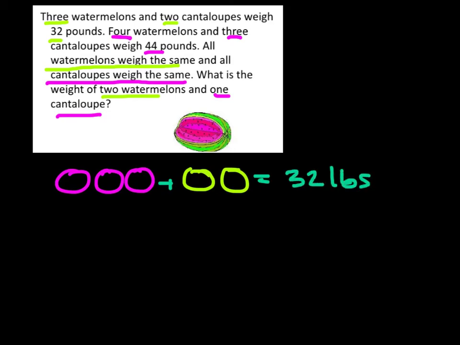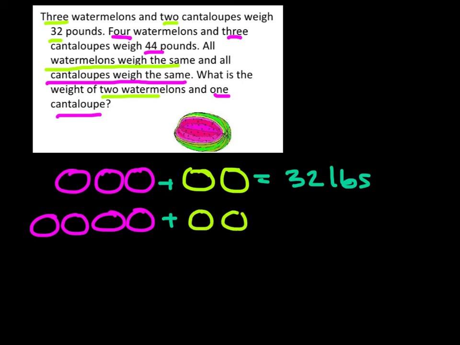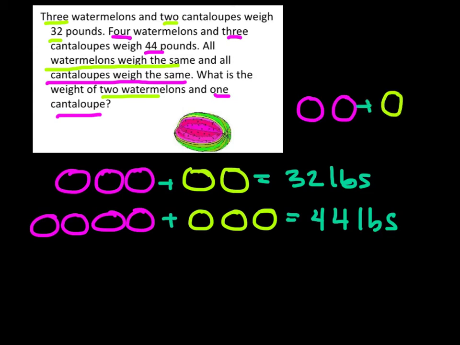32 pounds. As well, we have 4 watermelons, 1, 2, 3, 4, and 3 cantaloupes, 1, 2, 3, and those weigh 44 pounds. And we need to eventually find 2 watermelons, 1, 2, and 1 cantaloupe, and see what that weighs. We don't know how much that is going to be. So I'm going to do the same thing that I did in the past problem and see if that helps me figure out what this is all about.